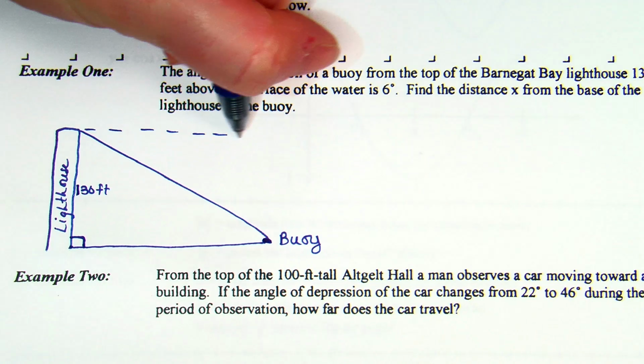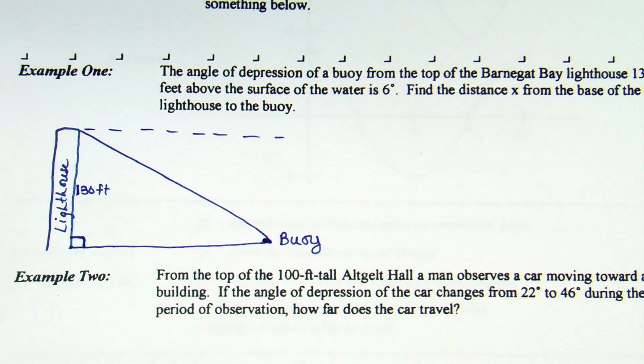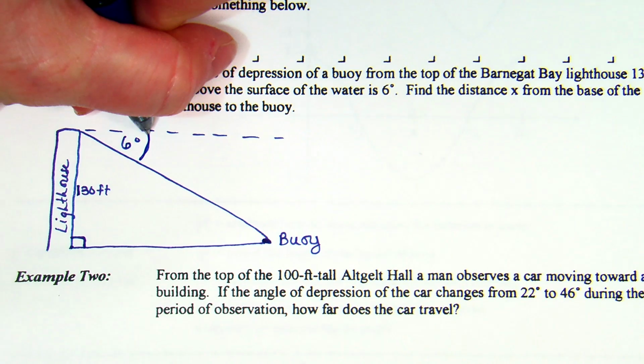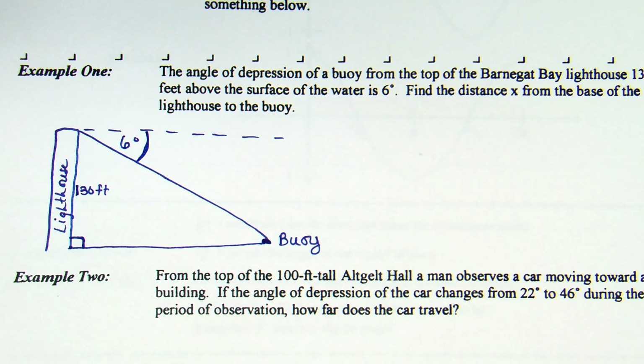If you look up in the directions, angle of depression is the angle through which the eye moves down from the horizontal. So if I'm looking straight out, okay, not looking down, not looking up, angle of depression is going to be going 6 degrees down. So my 6 degrees is actually not in the triangle. It's between the horizontal and the triangle.